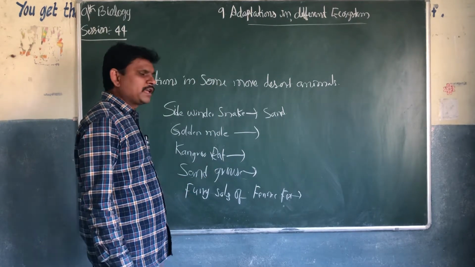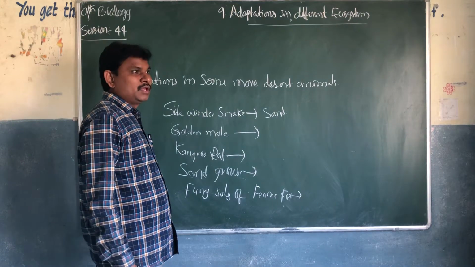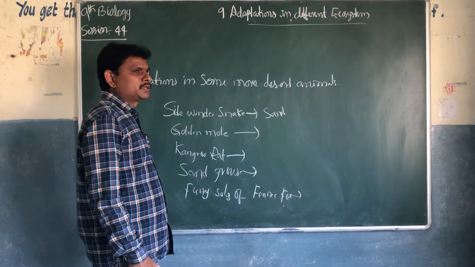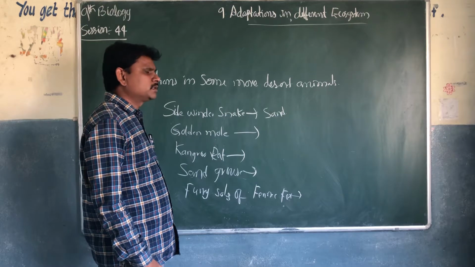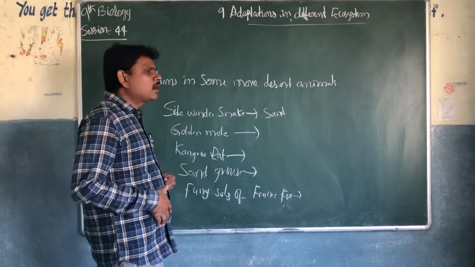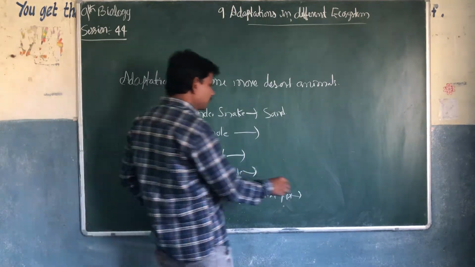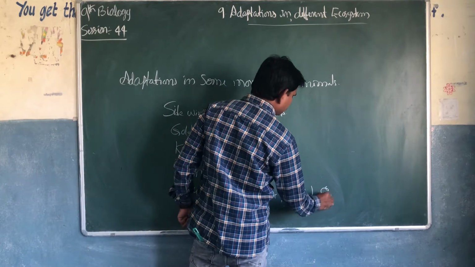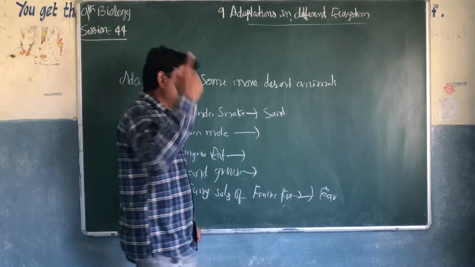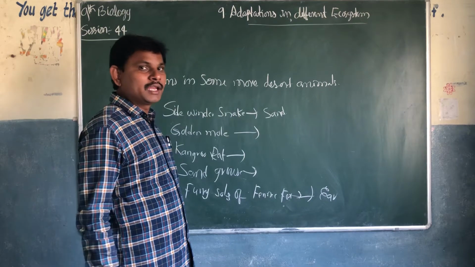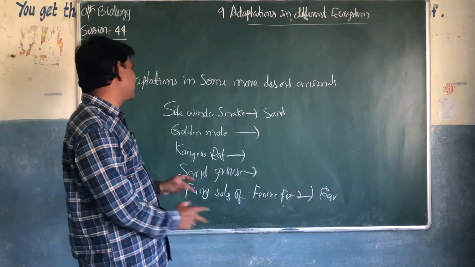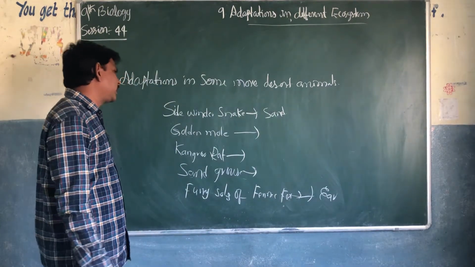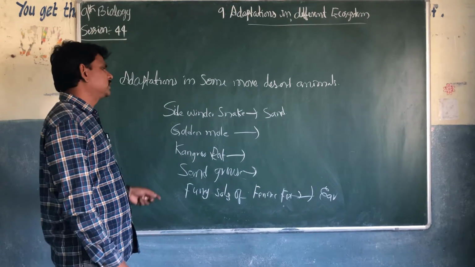Furry soles of the fennec fox. If there is a huge temperature in the environment, it absorbs heat from the body and expels it through the ears. From the ears it eliminates heat from the body. These are funny and different types of animals we can see in deserts.